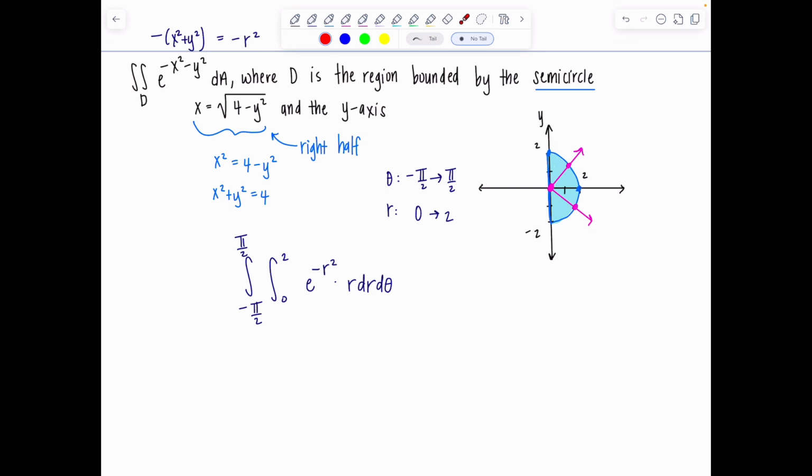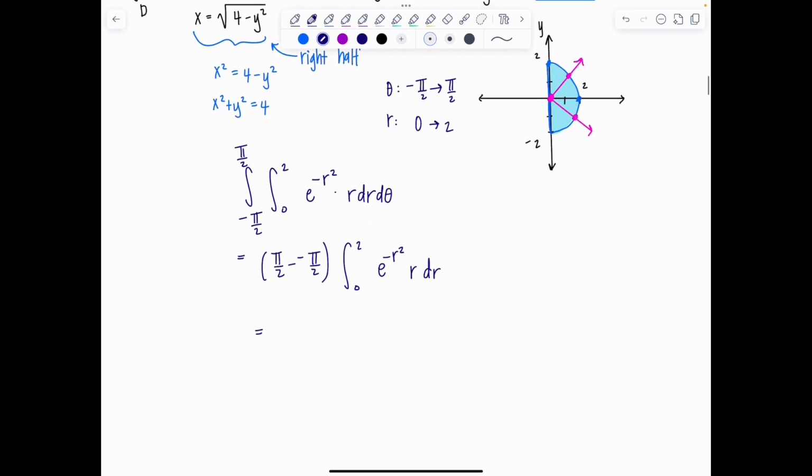Okay, are you ready? We're going to do the shortcut. You see how there's no thetas here? So get rid of d theta, get rid of this outermost integral. You're just going to do pi over 2 minus negative pi over 2, which is just pi, exactly. And then you still have 0 to 2, e to the negative r squared r dr. Good? All right, so we've got pi.